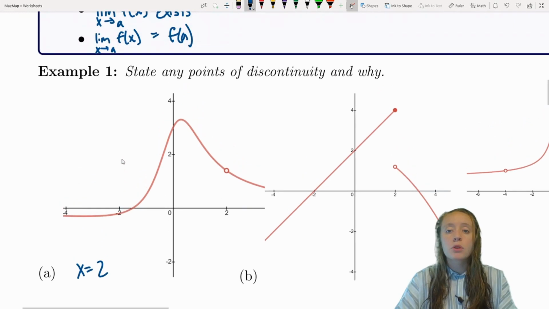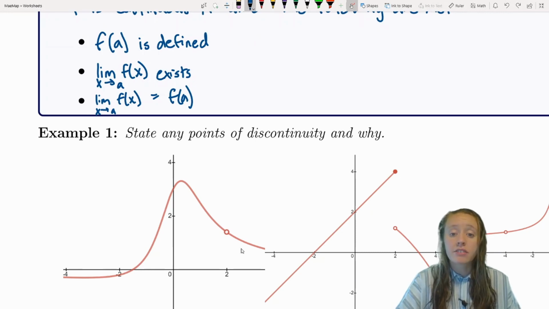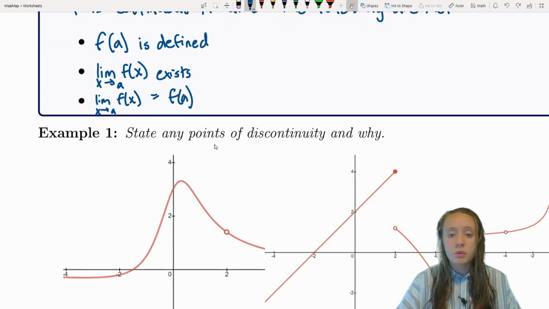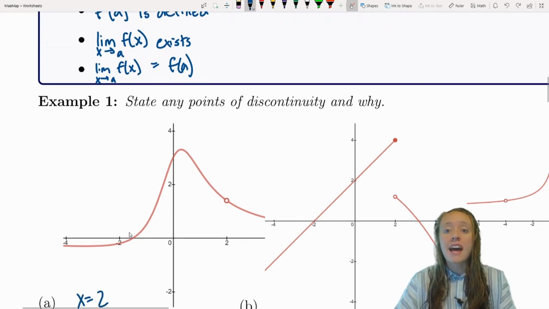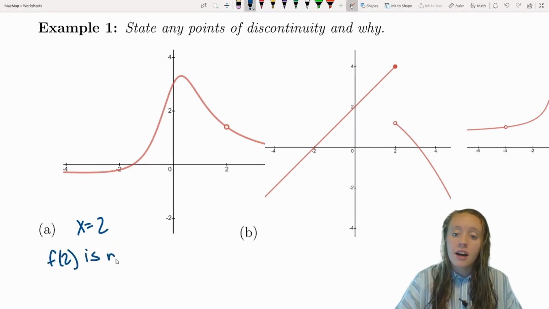Let's look back up at those conditions. It fails this first one right here. f of a is not defined. There is no f of a that's defined for this function. There is no f of 2. When we get to the x value of 2, we don't know its value. So right away, it fails that first condition. So we're going to say that f of a is not defined, or f of 2 is not defined.